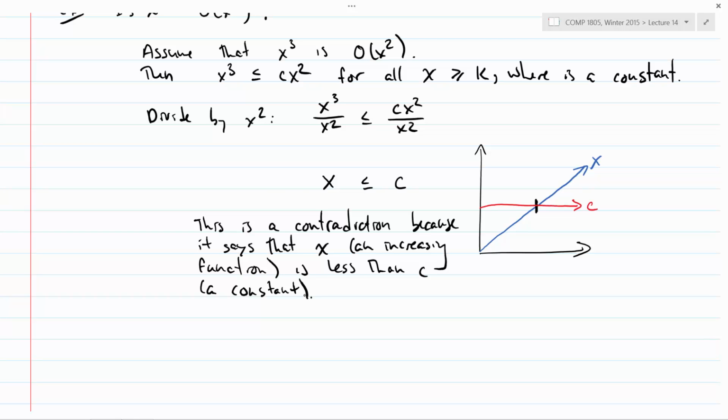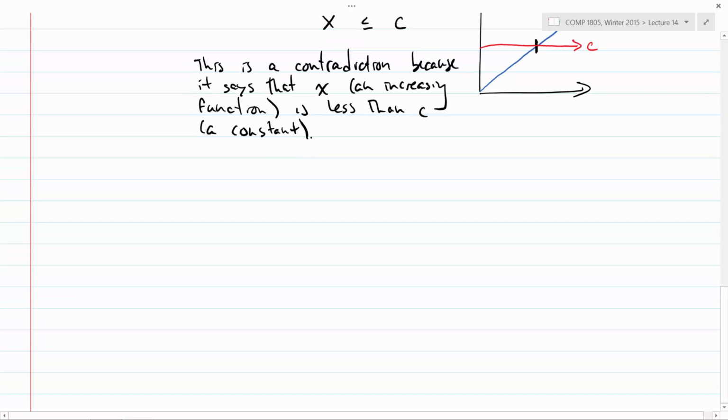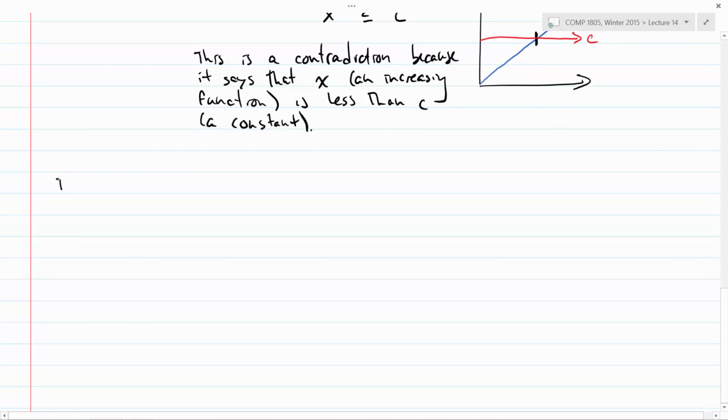All right, so now I want to tell you a little something about big O and how it's actually used. So typically, we want the function inside the O to be as small and simple as possible.